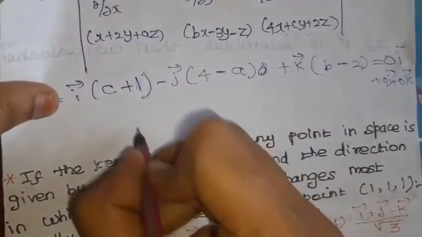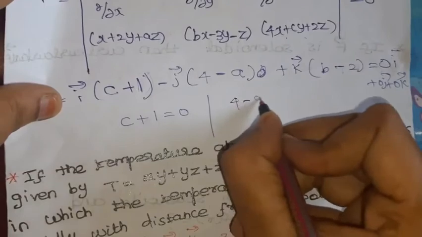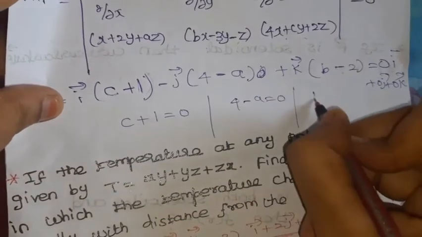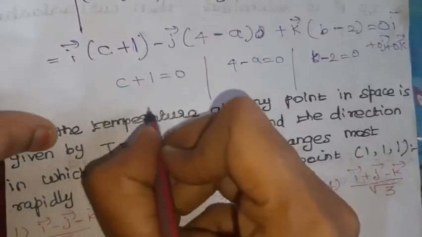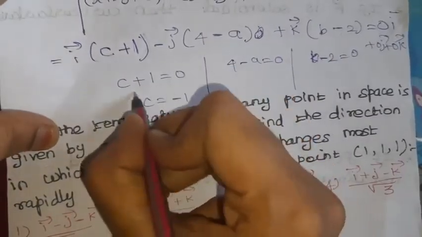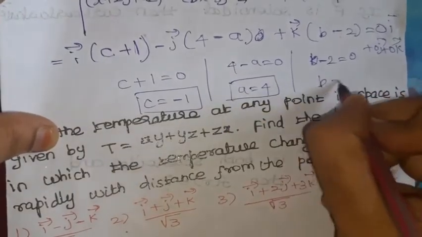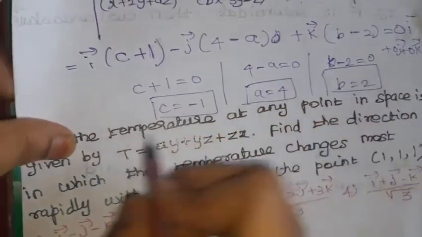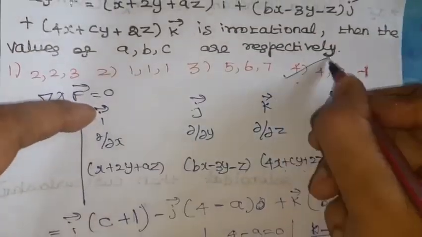Okay, c plus 1 equal to 0. 4 minus a equal to 0. Then b minus 2 equal to 0. Simple. Then c equal to minus 1, a equal to 4, b equal to 2. So what is that? 4, 2, minus 1. So this is 4, 2, minus 1.